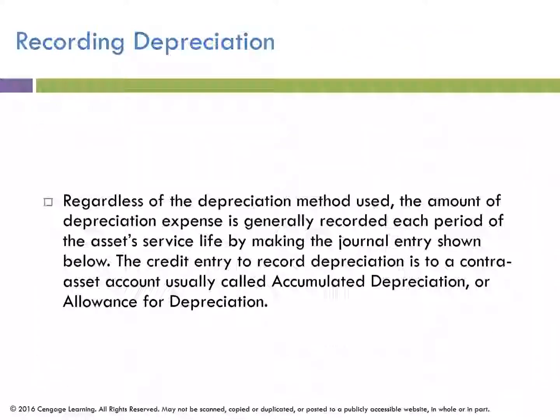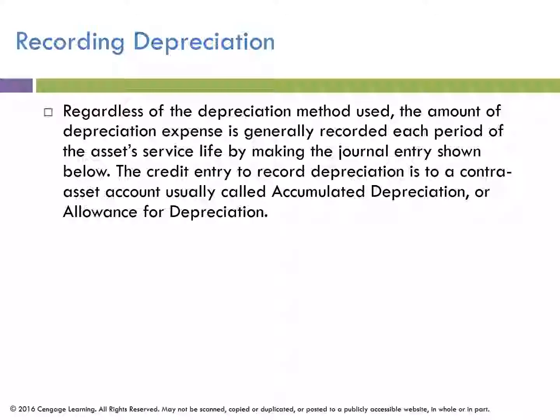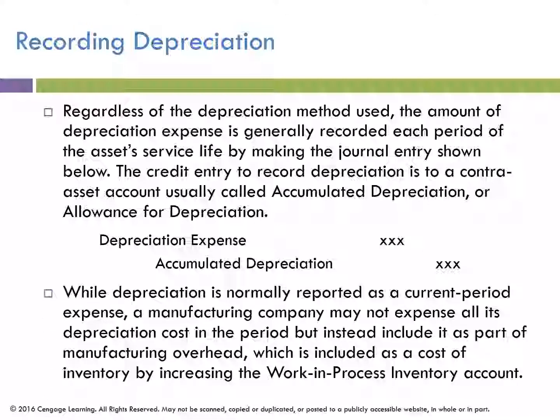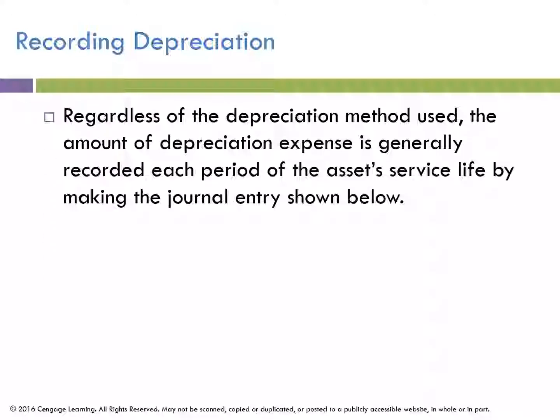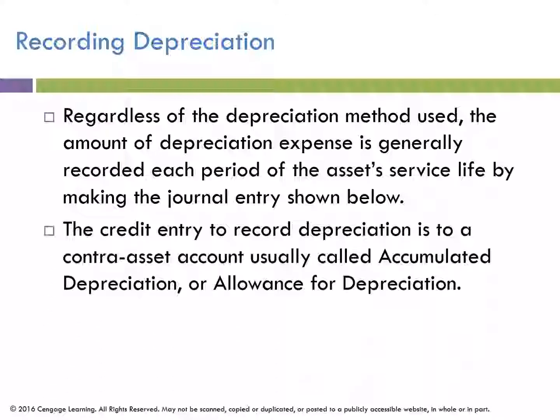So in recording depreciation, regardless of the method, remember the amount of depreciation is generally recorded each period by debiting depreciation expense and crediting that contra asset, accumulated depreciation. Okay, so the accounts remain the same. The dollar amount depends on the method you use. It's normally reported as a current period expense, and that's all you really need to know. Regardless of the depreciation method used, it's generally recorded each period of the asset's service life by making that journal entry. Doesn't matter.